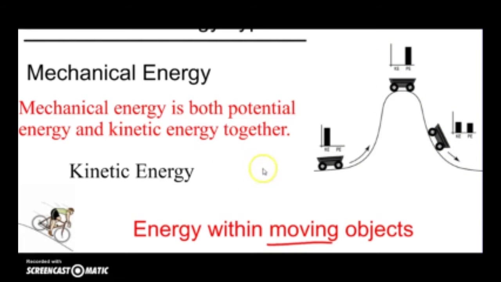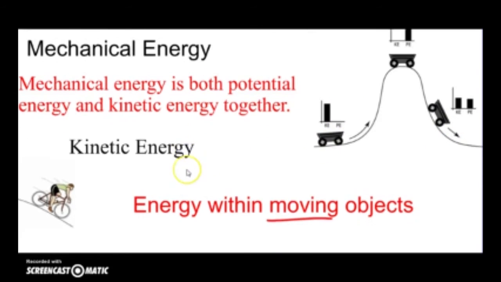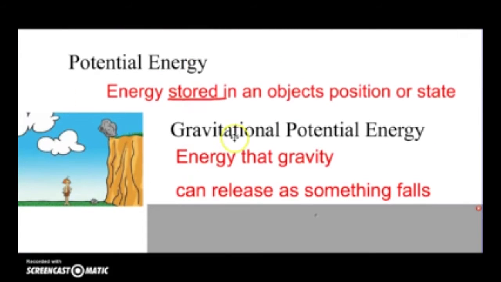It just happens to be kinetic energy here, gets up to potential energy when it's here, but then back to kinetic energy as it falls back down the other side. So the mechanical energy stays the same, even though it's switching between the two. Okay? Well, that is gravitational potential energy.